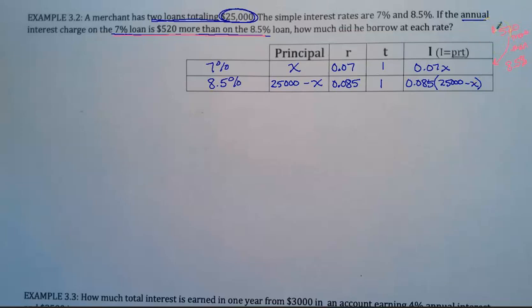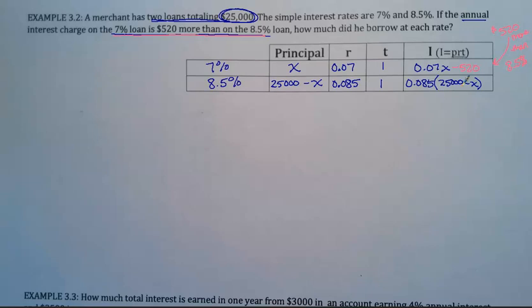So we could either add 520 to this amount so that it equals this one, or we could say the 7% interest minus 520 is equal to the 8.5% interest. Whichever way you want to set that up is totally fine. I picked to subtract it. I know that in class that probably won't necessarily be the case when you do it on your own. That's okay.